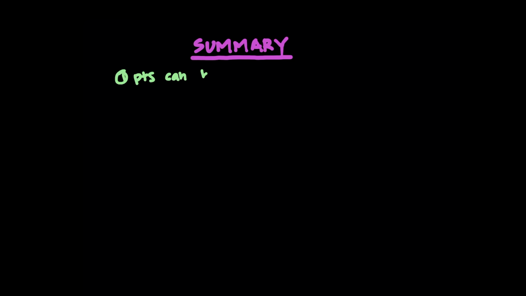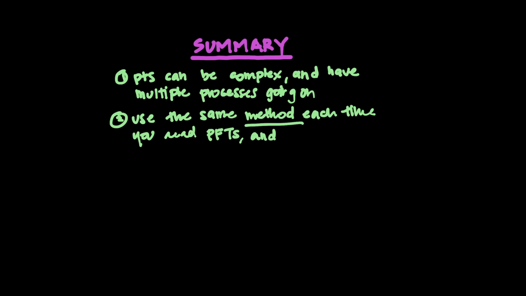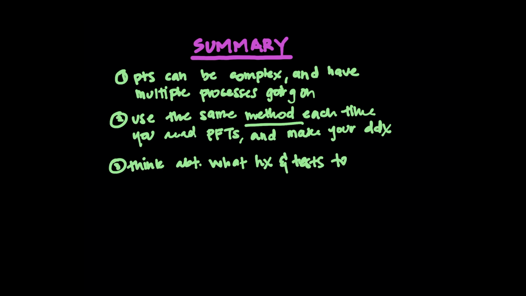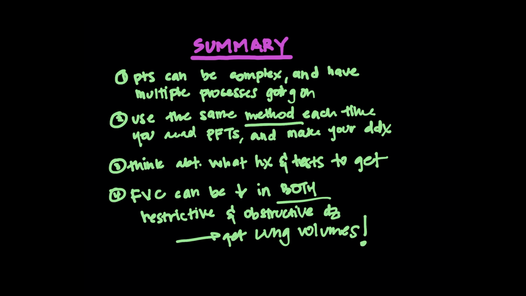So in summary, patients can be complex. And hopefully on your exam, they're not going to have everything at once, but I just wanted to show you that in real life, they can have a lot going on. So just make sure you use the same method every time you read PFTs, and that way you're less likely to miss something. Number 3, you want to think about what history to ask them and what tests that you're going to order. And then lastly, FVC can be decreased in both restrictive and obstructive disease. However, it is not diagnostic. You got to get lung volumes.